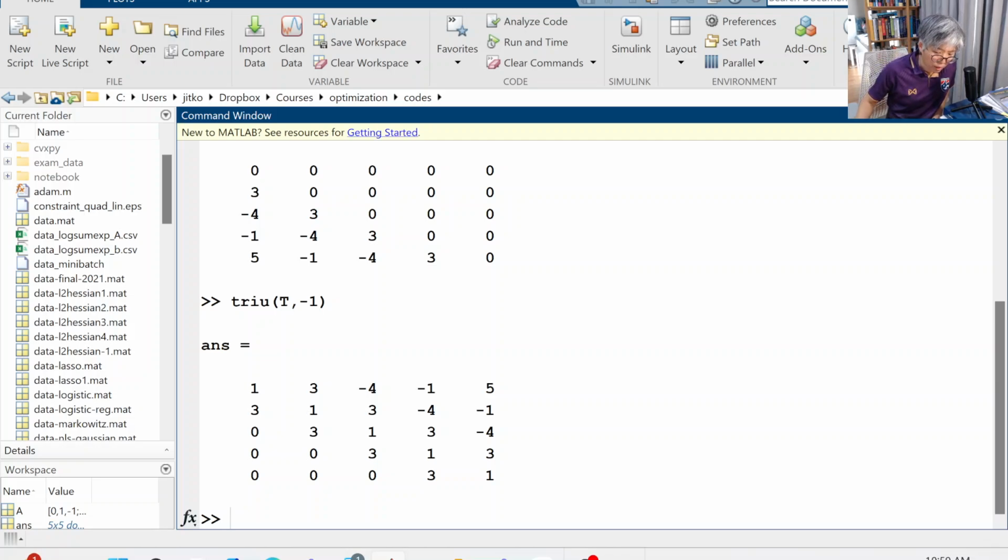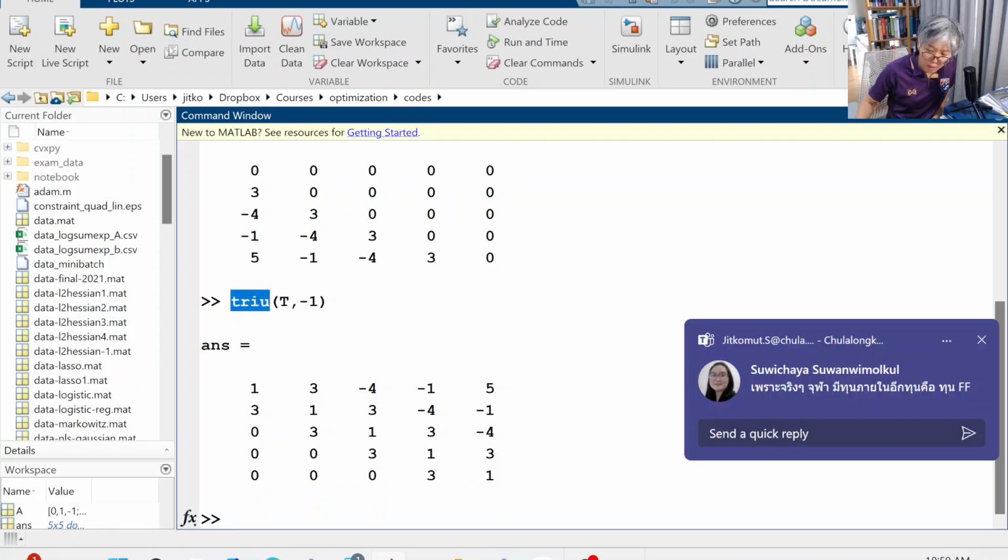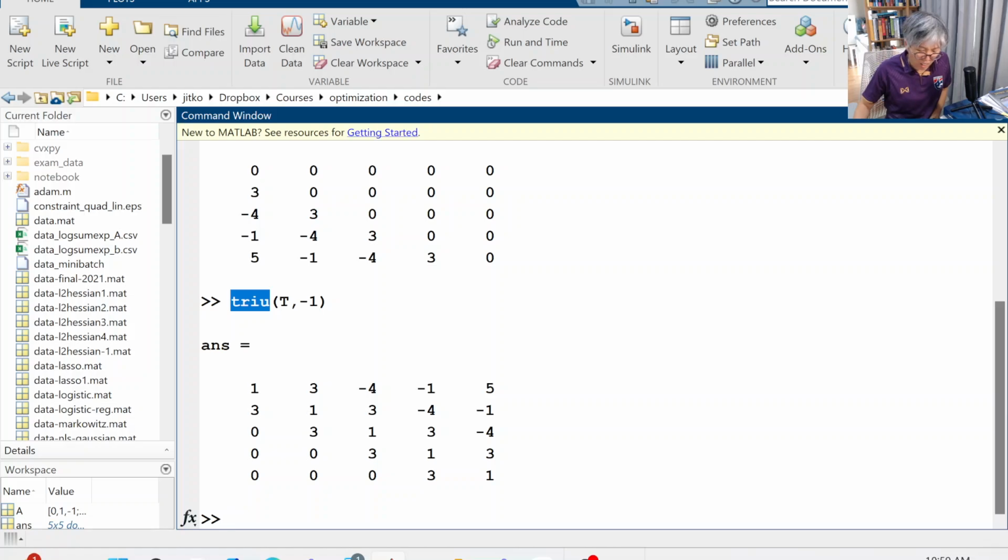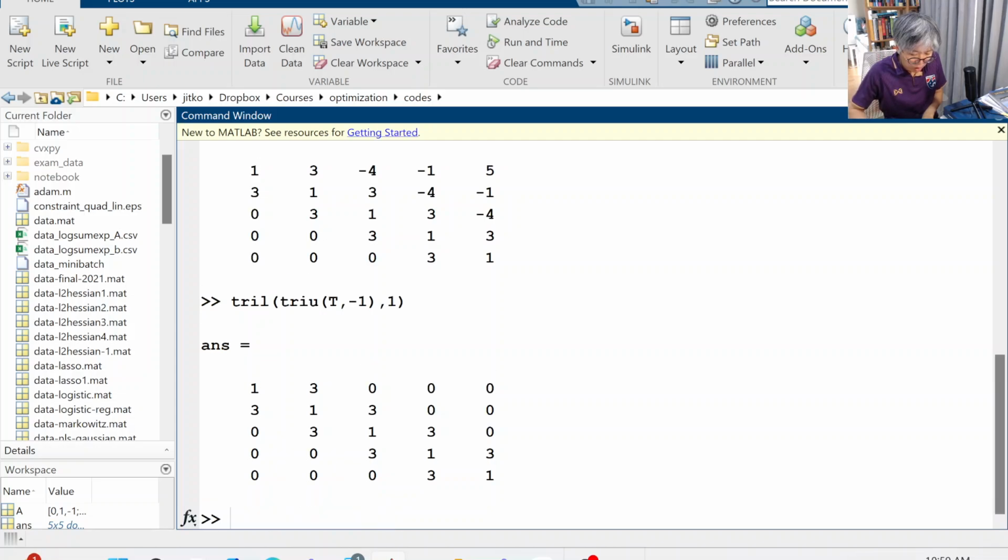So if I trim the matrix U using the command, trim the upper part. And if I trim the results on the lower part, I can use this command. So this Toeplitz structure now reduces to a band matrix. So it has only the band along the diagonal and the super diagonal.